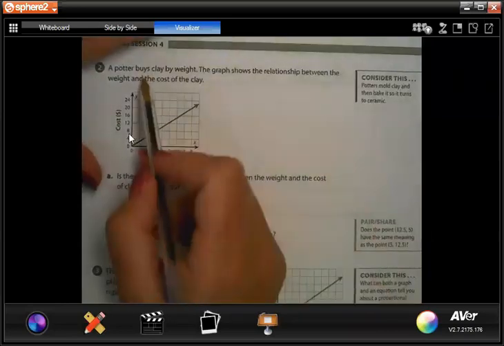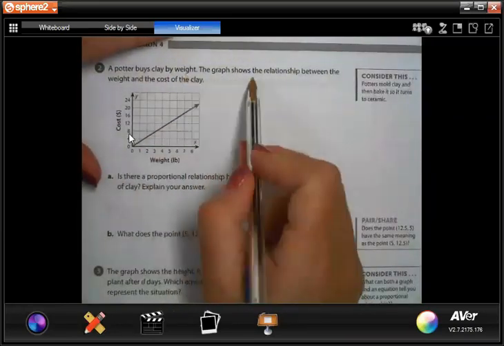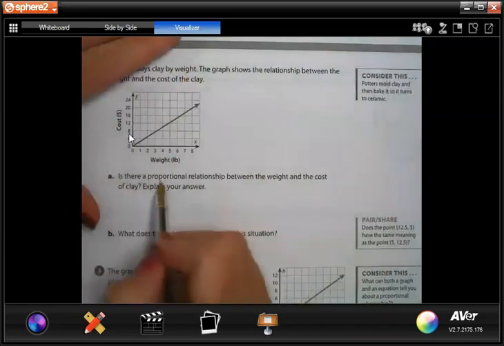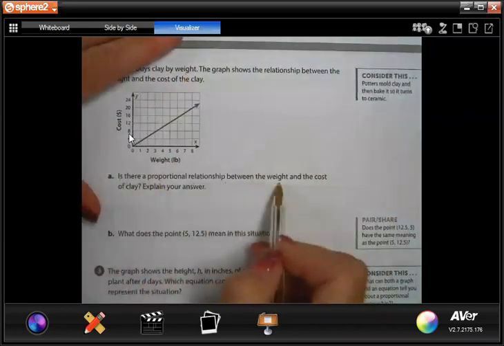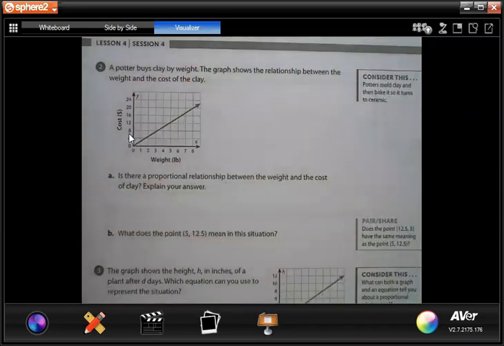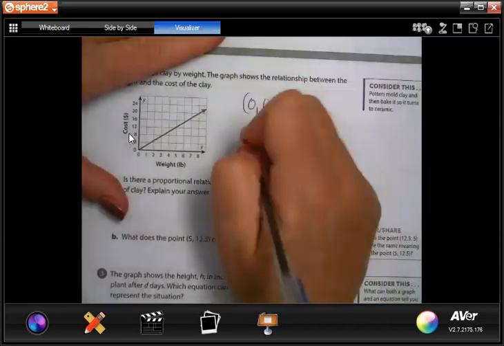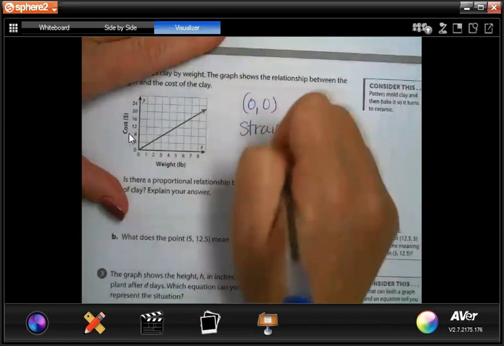A potter buys clay by the weight. The graph shows the relationship between weight and the cost of clay. Is there a proportional relationship between the weight and the cost of clay? Explain your answer. So remember, we're looking for two things. Does it cross through 0, 0? And is it a straight line?